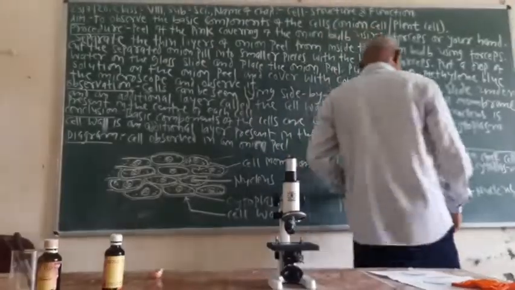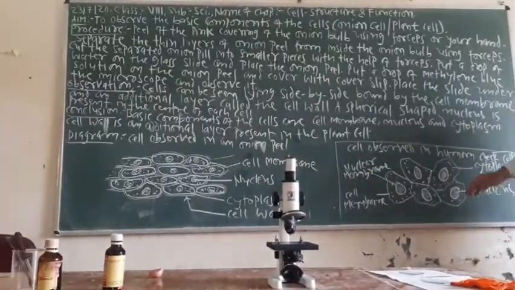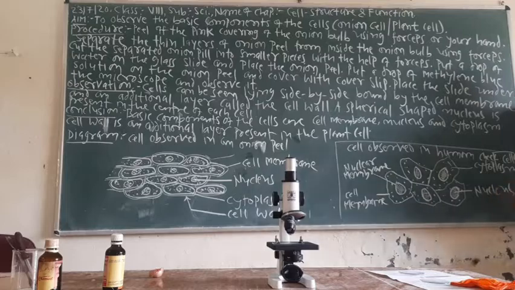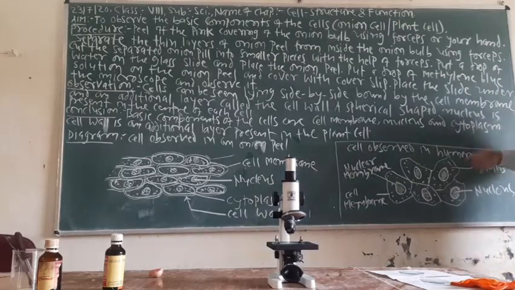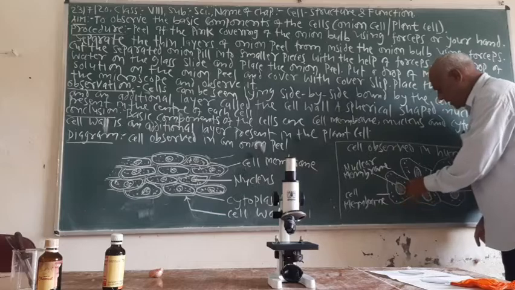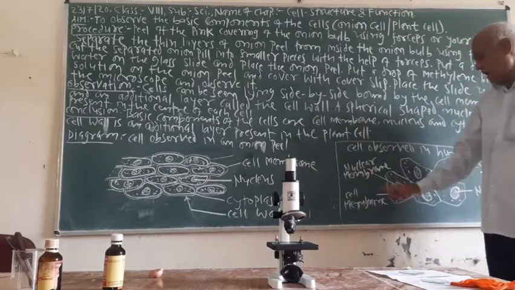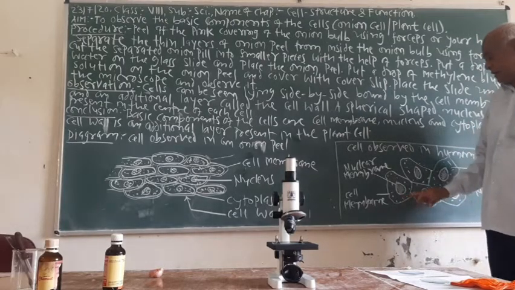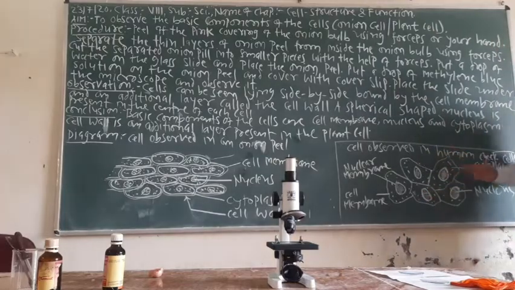Such type of cheek cell is seen in the microscope. In this cell, we see that the nucleus is present, cytoplasm is also present. The nuclear membrane surrounds the nucleus, and the cell membrane is present. But the cell wall is absent in this cheek cell. The cheek cell is a human cell, human is an animal, and in animal cells the cell wall is absent.